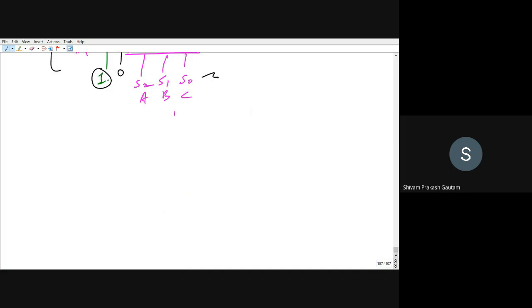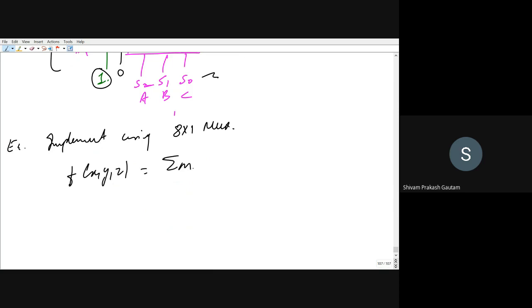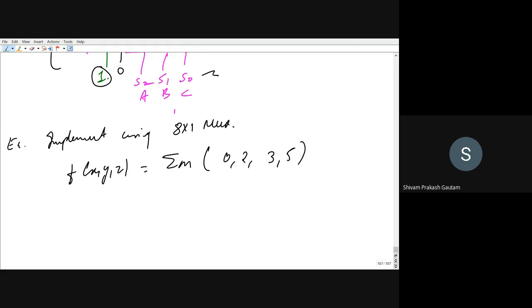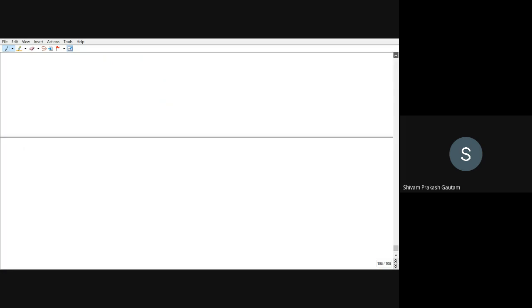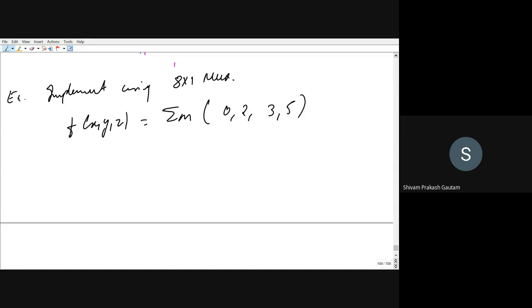Let us just move to the next example. Implement using 8x1 mux. What is the function that you want to implement? X, Y, Z. You have been provided with the min terms 0, 2, 3, and 5. What is the meaning of these min terms? If I have given you the min terms, what does this mean? This means that at 0, 2, 3, and 5, the function will give value as 1. Right? Because these are the min terms which have been provided to you. For 0, 2, 3, and 5, our function will give 1.